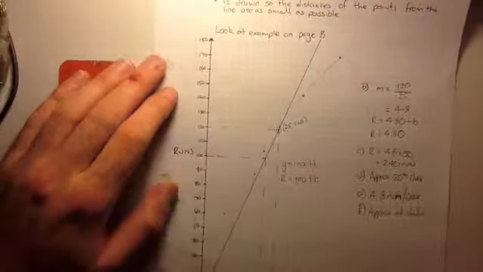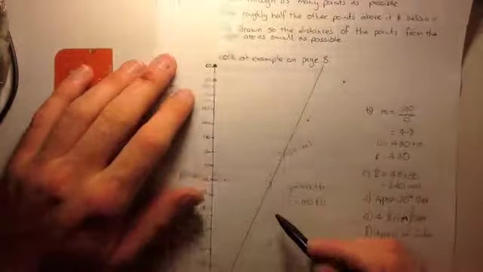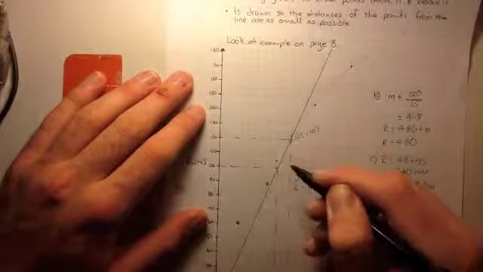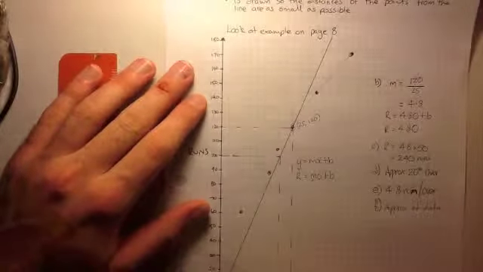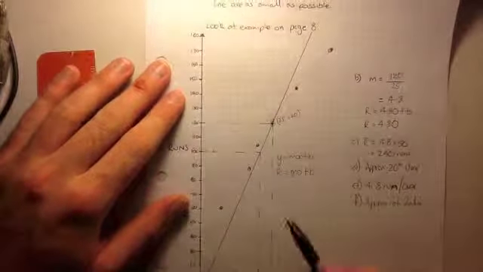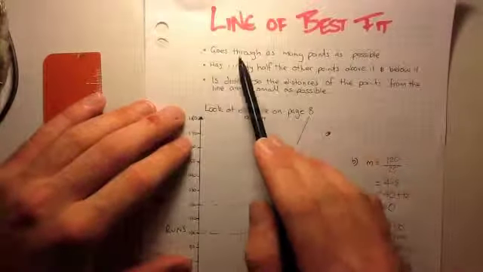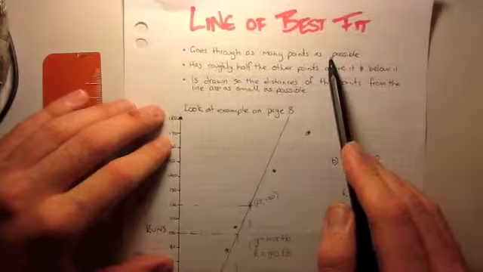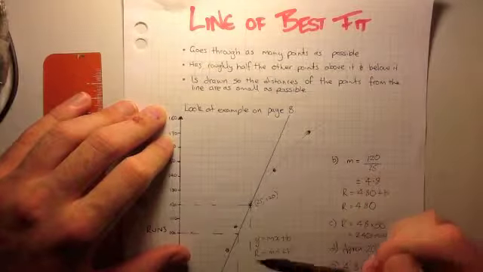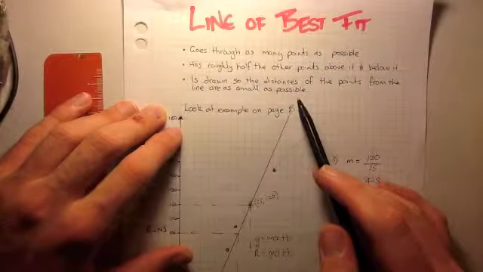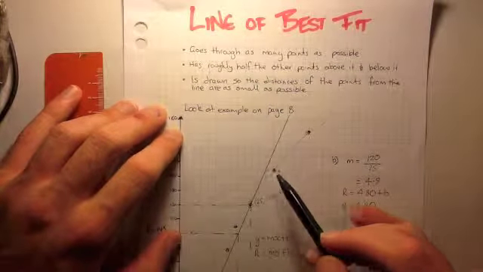So quickly, just running through it again. A line of best fit, once we've plotted all our individual data points on our axes, goes through as many points as possible, has roughly the remaining points above and below it, so separate them as much as possible, and is drawn so that the distance between the dots and the line is as close as possible.